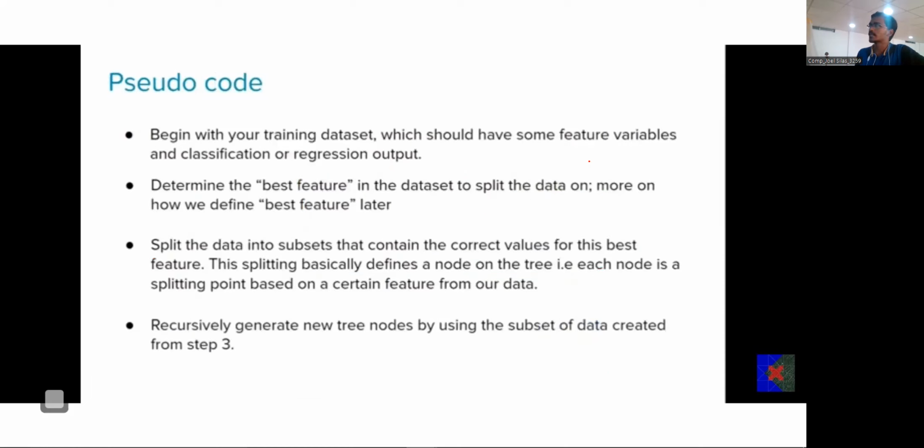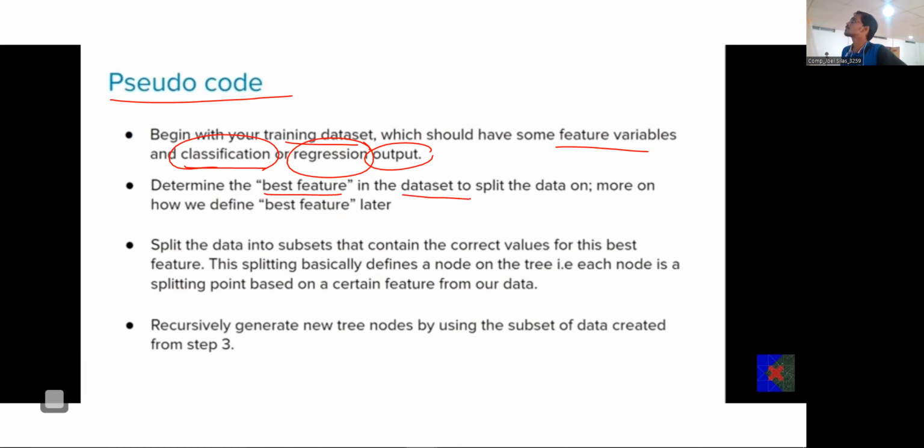This we had seen last time also. Now let us go for the pseudocode. In pseudocode, we begin training the dataset, which should have some feature variables, and the output may be either continuous numerical, that is regression, or it may be specific categories like classification. We need to find out the best feature in the dataset to split the data.